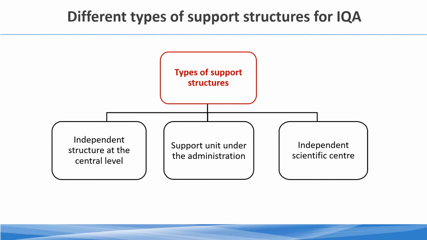There are 3 types of IQA structures that you can consider as options for your university: the independent structure at the central university level, the support unit under the administration, which is part of university central services, and the independent scientific structure. We will explore this in detail in the next few slides.